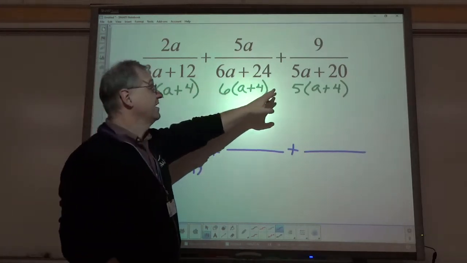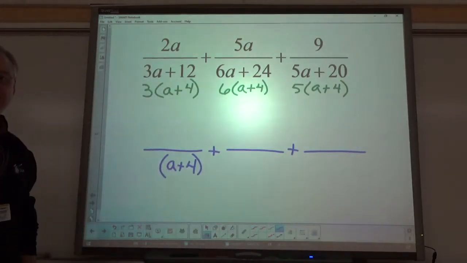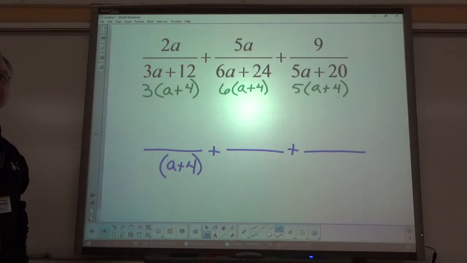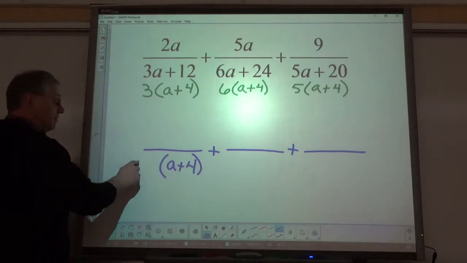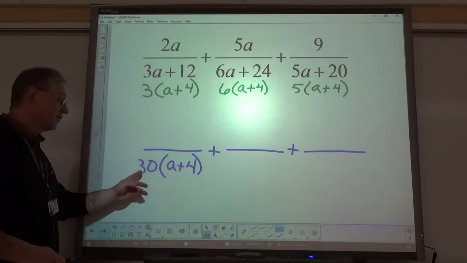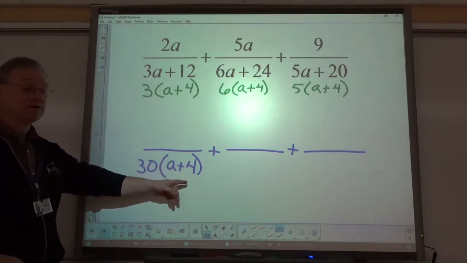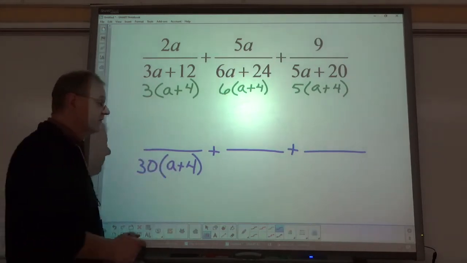3, 6, and 5. What is the smallest number that 3, 6, and 5 go into? Well, I think the smallest one would have to be 30. So 30 is going to have to be our common denominator.